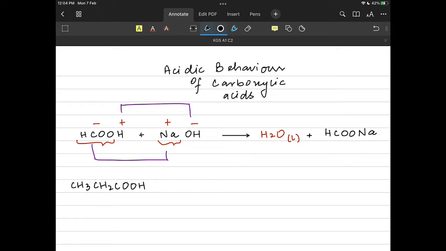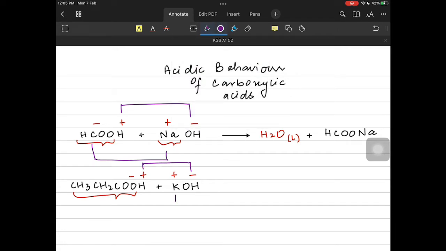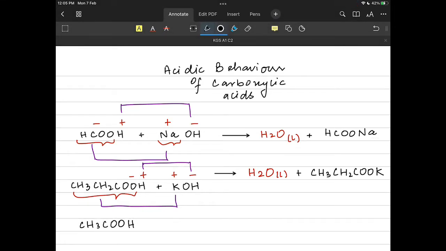Imagine a 3-carbon carboxylic acid and potassium hydroxide. The H in the corner has a positive charge, and the rest of the molecule has a negative charge. Potassium has a positive charge while OH is a negative charge. Again, there's a partner exchange. The H from the acid and OH from the alkali give us a water molecule. That is neutralization, right? And what happens to the rest of the ions? The potassium positive ion goes to the rest of the carboxylic acid, which is CH3CH2COO negative. It gives us potassium propanoate.